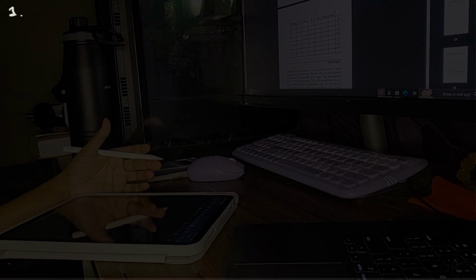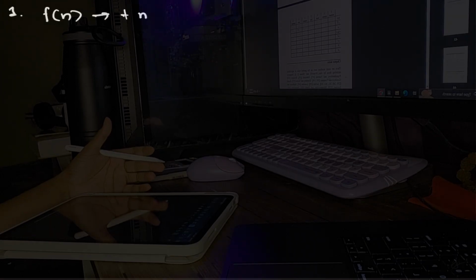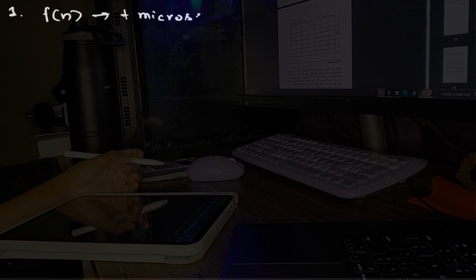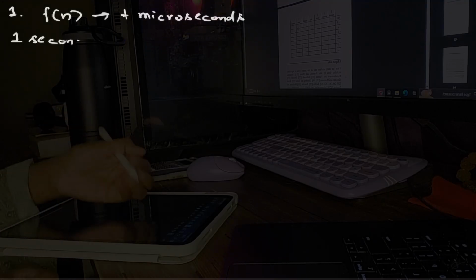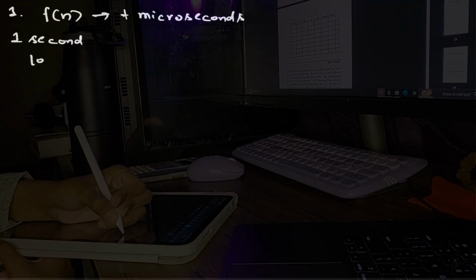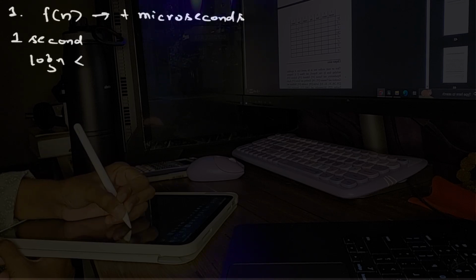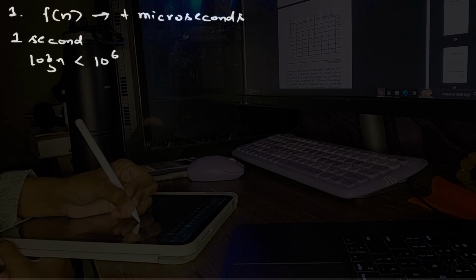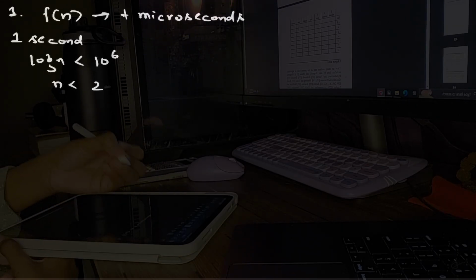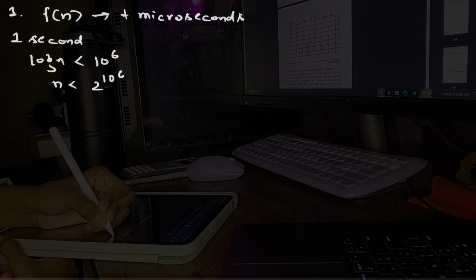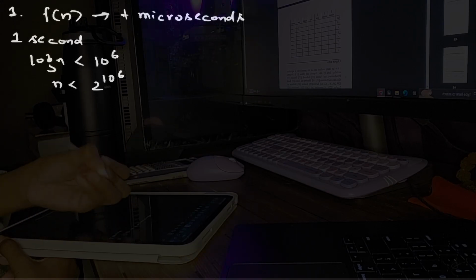Okay, so the first problem basically says the algorithm which is f of n takes t microseconds, and we have to find the maximum input size that could be solved in the given time intervals. First we'll solve for 1 second. The first f of n given is log of n. Now we know 1 second is nothing but 10 to the power of 6 microseconds. If we keep n here and take the log to the other side, it will become 2 to the power of 10 to the power of 6.